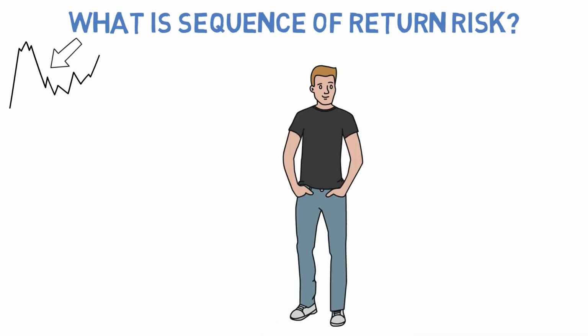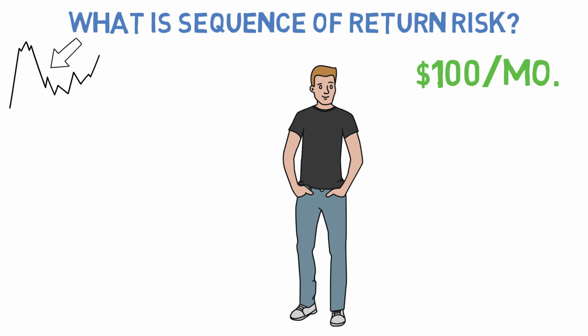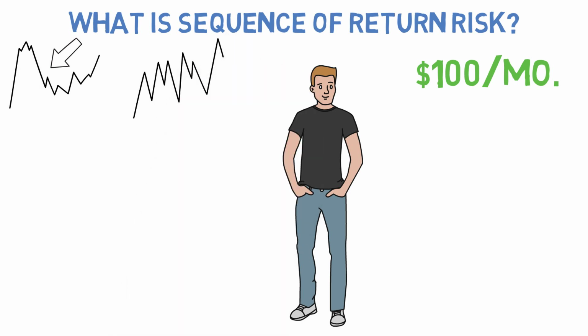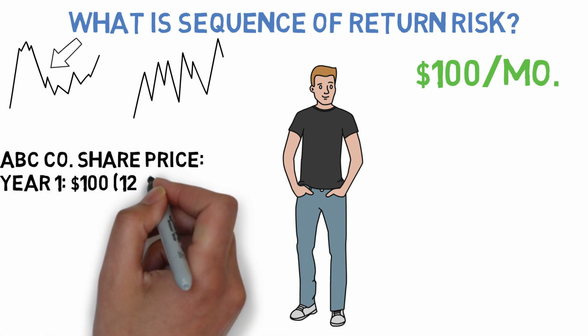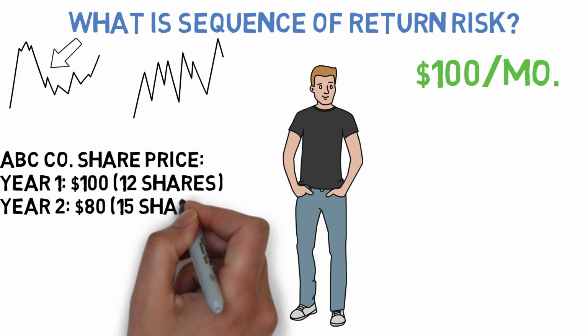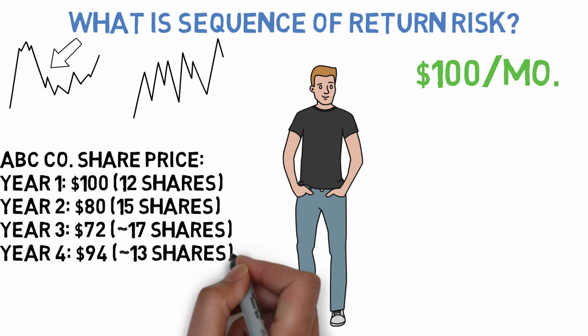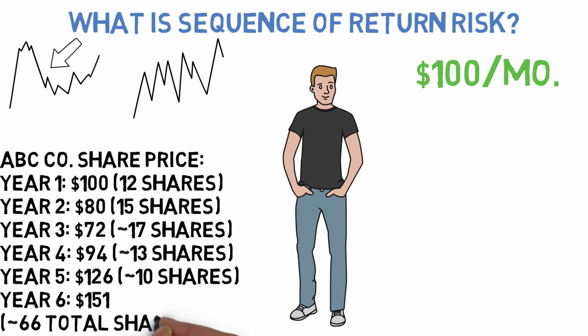Say John was investing $100 a month into ABC Company, which had a stock price of $100. Let's say that over a 5-year period, ABC Company's stock rose by a little over 50%, but the ride was anything but steady. Initially, John would buy approximately 12 shares, assuming the share price stayed relatively stable. If, by the end of the first and second year, the price of ABC Company's shares had fallen by 20% to $80 a share, and an additional 10% to $72 a share respectively, then John's $100 a month investment would buy him about 15 shares in the second year and nearly 17 in year 3.